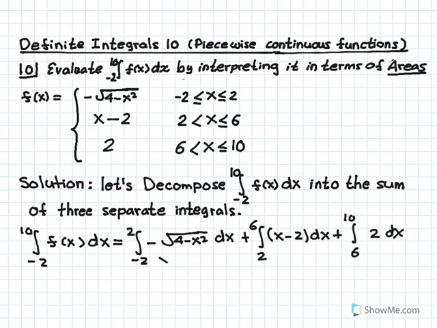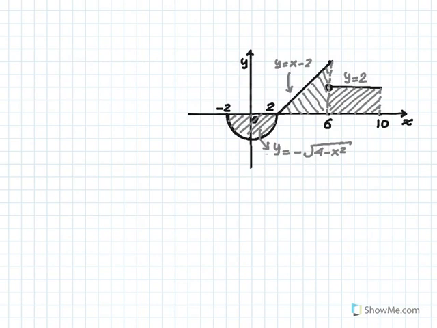Now it's important to realize that the first integrand, minus root of 4 minus x squared, is a semicircle below the x-axis. So this is just a semicircle. That is the geometric interpretation of this integrand. The second integrand, x minus 2, is just a straight line with slope 1, so this is just a line. And the third integrand, y equals 2, is just a horizontal line. All right, let's sketch f of x and apply basic geometry to compute every integral.